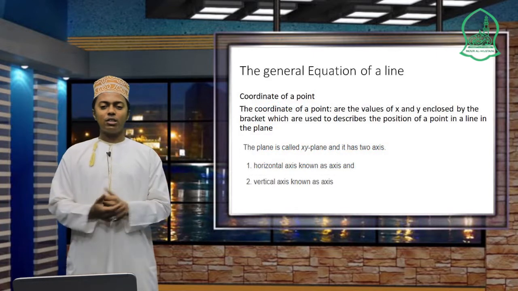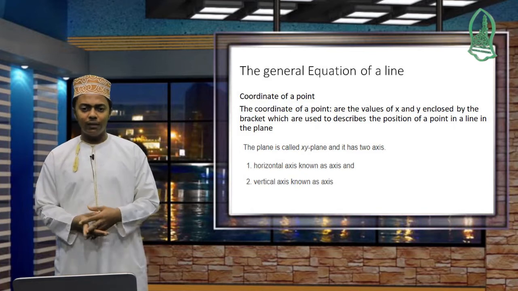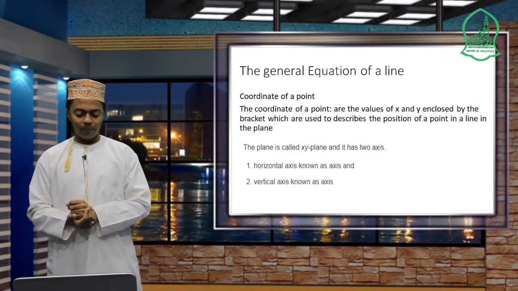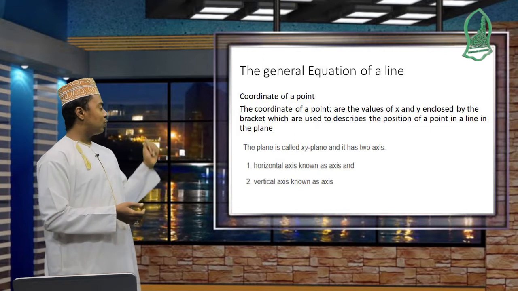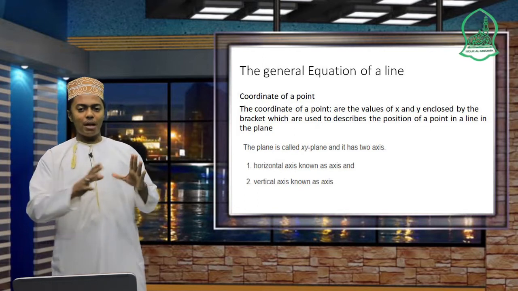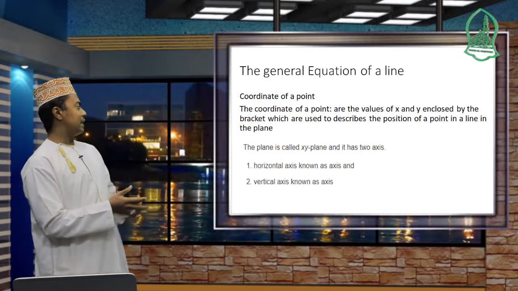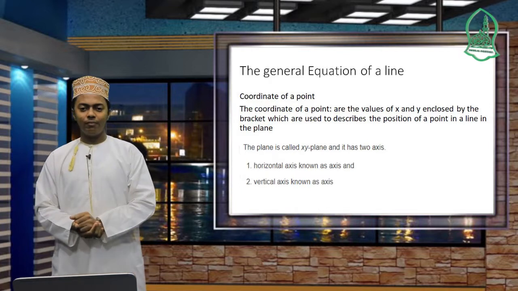So for this equation of a line, we need to find the general equation of a line, but there are terms within it. So for this one, the first thing you have to know is the coordinate of a point. So maybe you have a graph. We're going to see it later. We have a graph, then we're going to notice what the coordinate of that graph is.